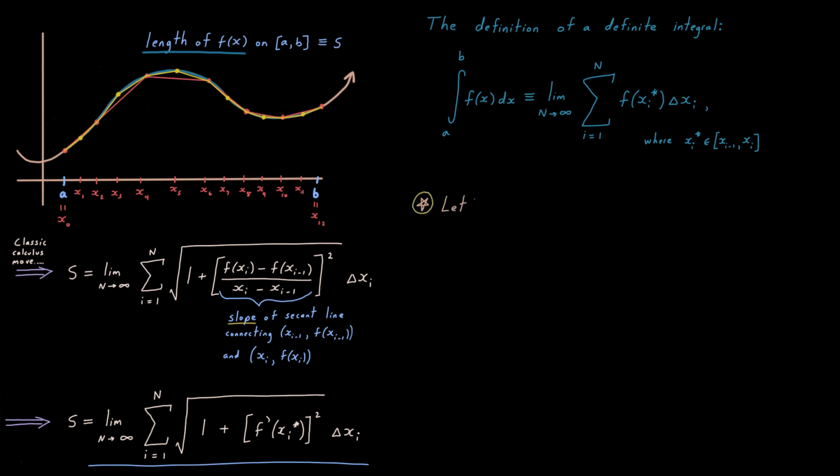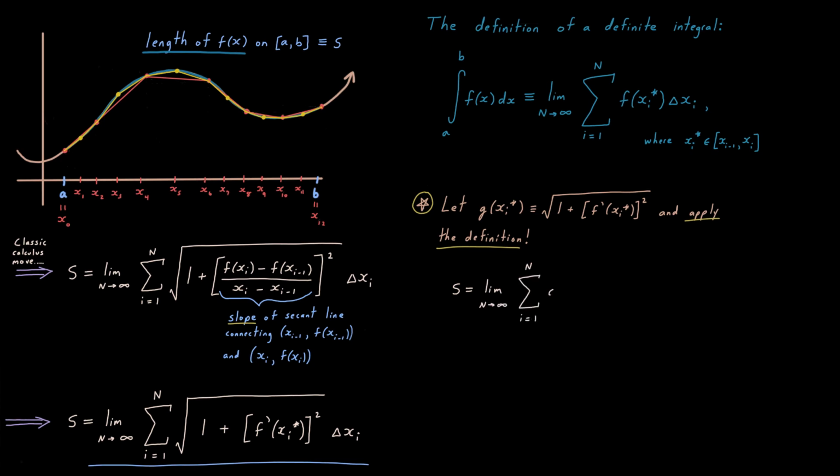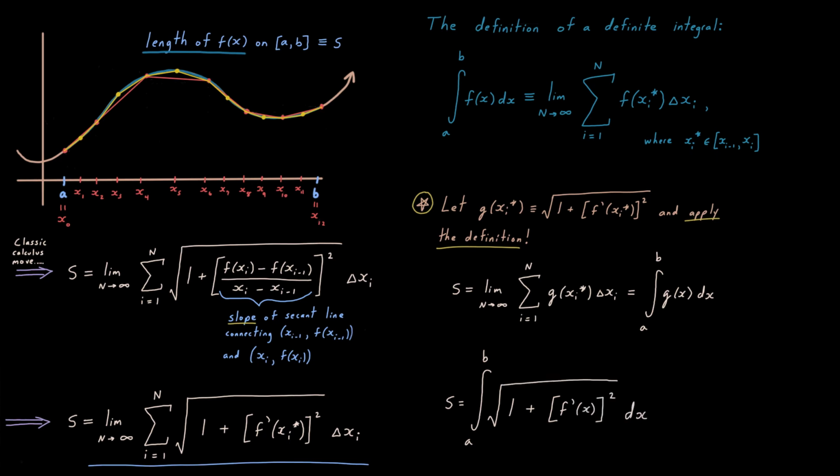Again, this is the definition of a definite integral. So how about we just let g of x sub i star equal the square root of 1 plus f prime of x sub i star squared? And apply the definition. We'll apply it very well to this expression. So, arc length is the integral from a to b of g. Now we sub back in for g: the square root of 1 plus the derivative squared, integrated from a to b.